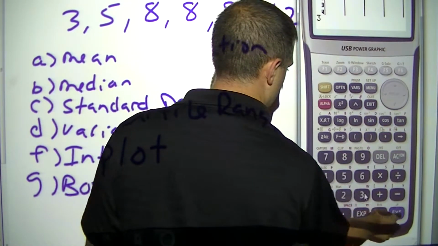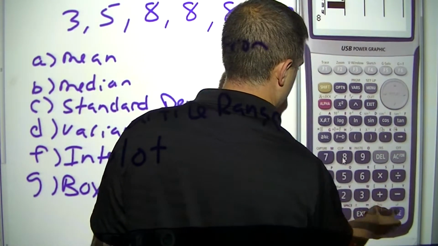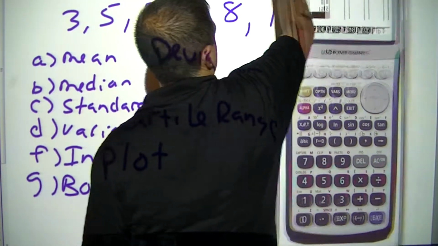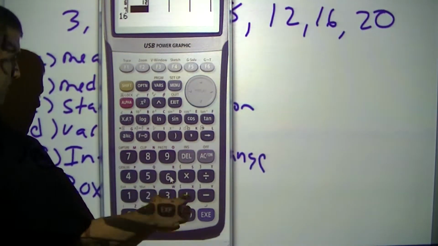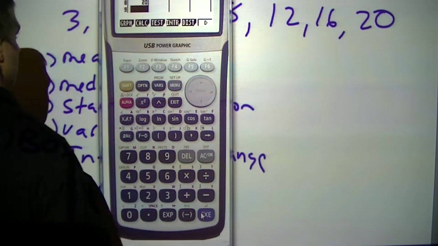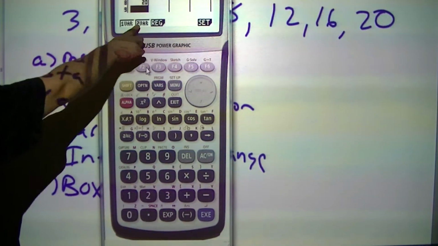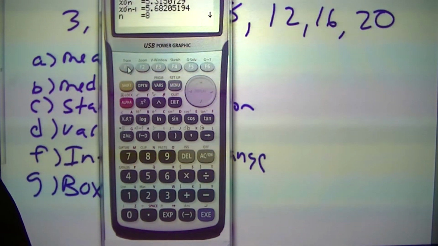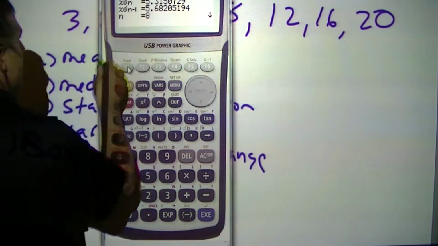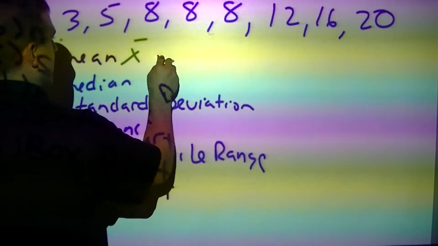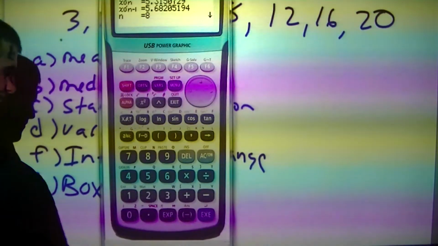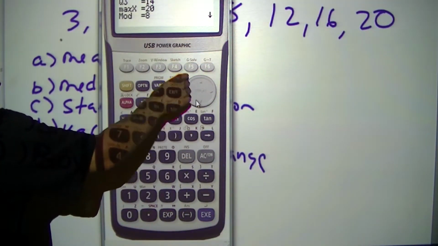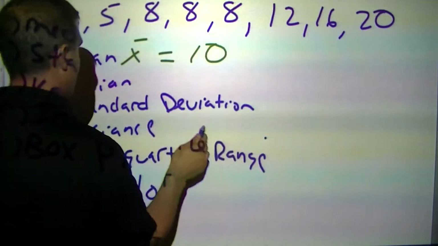All right, 3, 5, 8, 8, 8, 12, 16, and 20. Okay, now when I go to calculate here, I'm not choosing this anymore. Regressions for the lines, I'm choosing that. So that little x bar is going to be your mean. So that's going to be 10. Okay. If you scroll down here, the MED is the median, which will be 8.